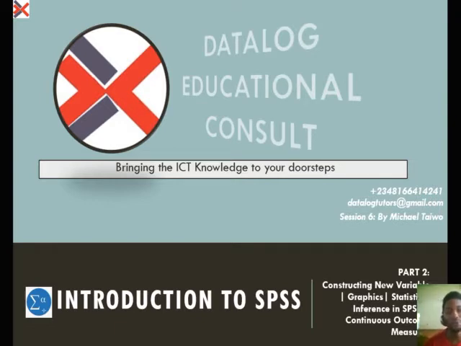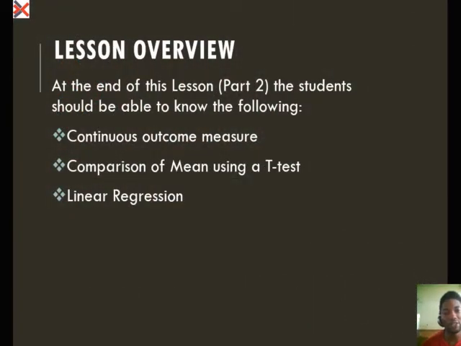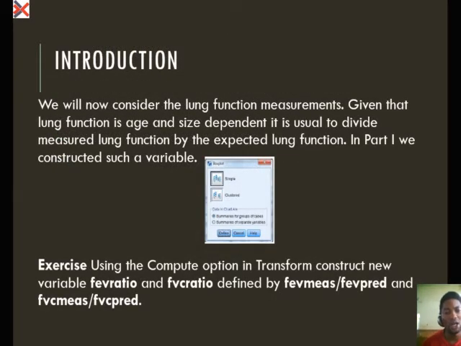In this session, we'll be looking at continuous outcome measures, comparison of means using a t-test, and linear regression. In this introduction, we consider the lung function measurement. We are still working with our foundry dataset.